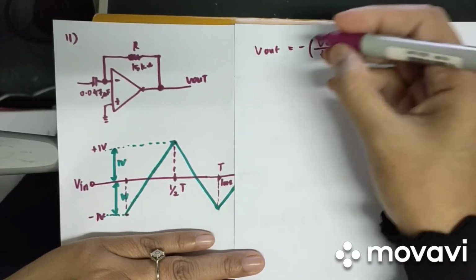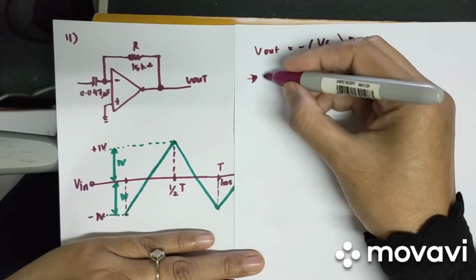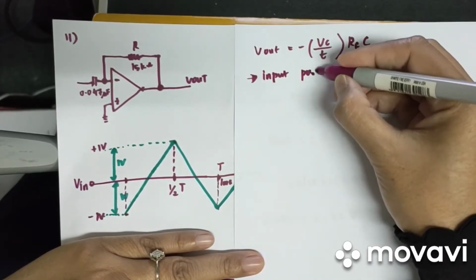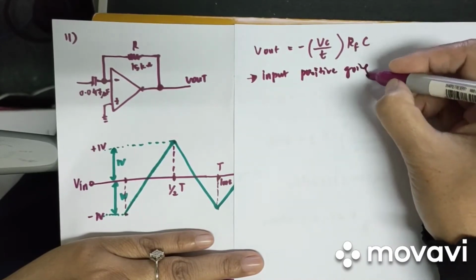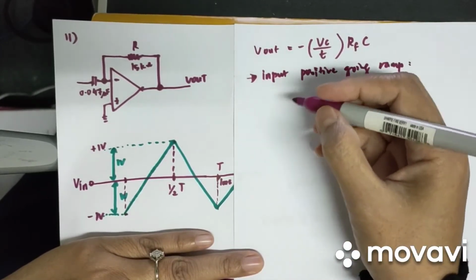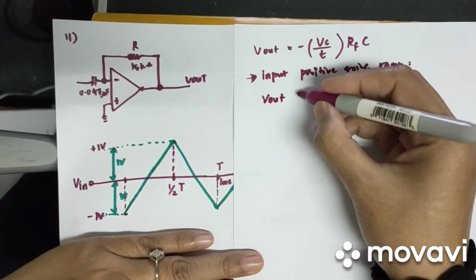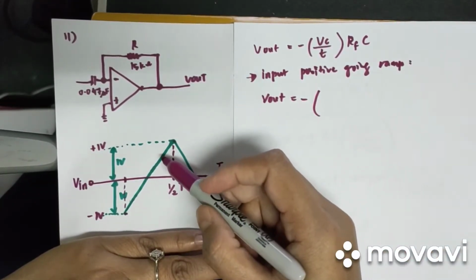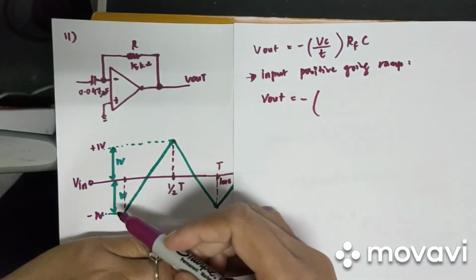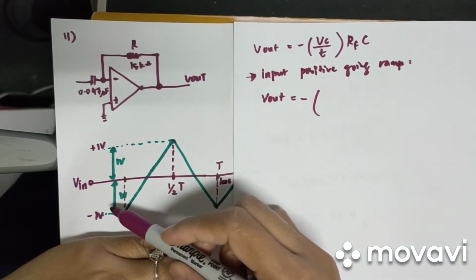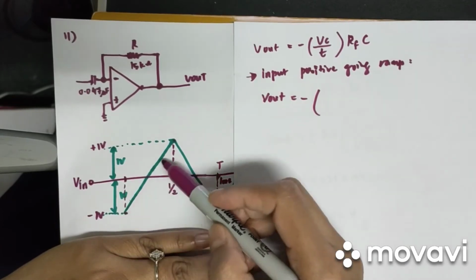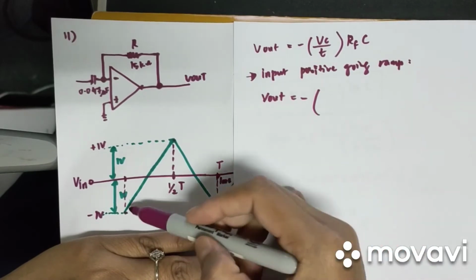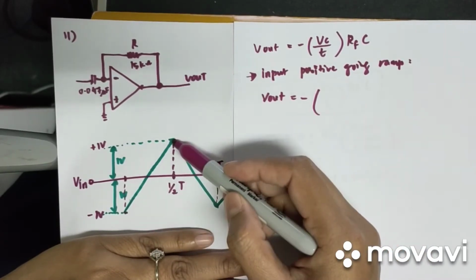Okay, so we solve one by one. When the input is positive going ramp, the V out will be negative. VC is the input voltage, right? As you can see here, the input voltage is here, the positive going ramp. This is the waveform for input. So this is the positive going ramp side, right?